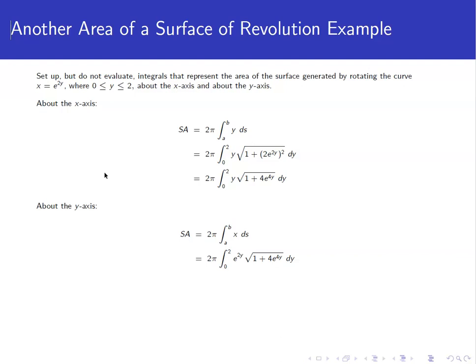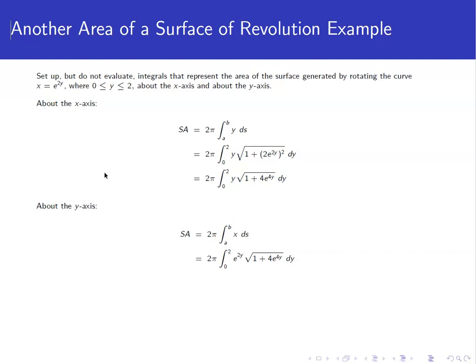We're not going to evaluate anything. So remember, when we go about the x-axis, our surface area formula is 2 pi integral from a to b of y ds. Again, ds is our arc length differential. So in these problems, they're all going to be either the square root of 1 plus the derivative with respect to x squared or 1 plus the derivative with respect to y squared. So the only thing we have to worry about really is what we're plugging in for the other piece of the integrand.